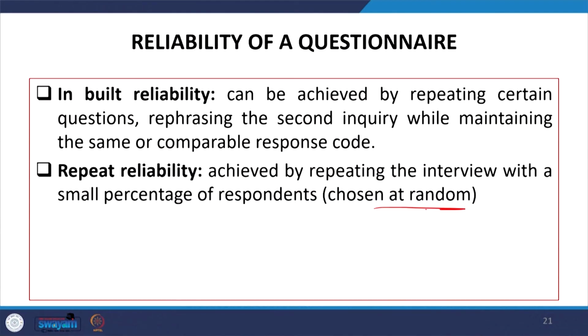Then in the repeat reliability, what is that all about in the questionnaire? Repeat reliability is achieved by repeating the interview with a small percentage of respondents. So, those are in fact chosen at random. So, some sample percentage of respondents are chosen, and based on that the reliability test is derived. So, these two are in fact very useful, and this has to be followed with a random method.